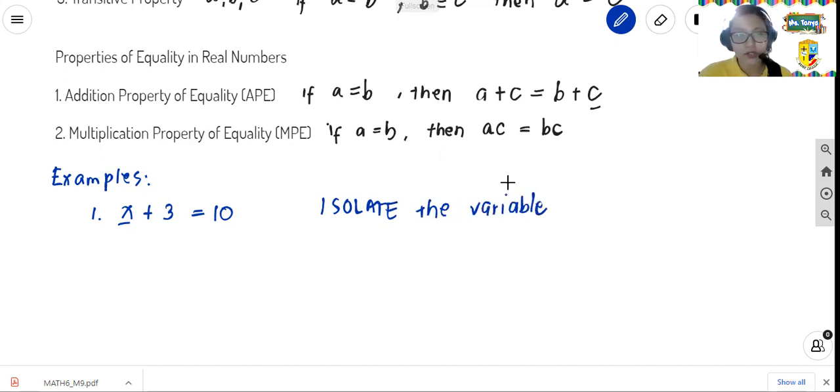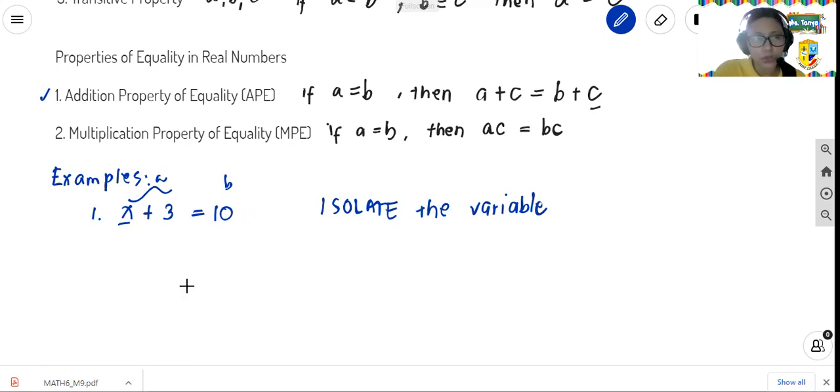So how do we isolate? I have here x plus 3 equals 10. According to this equation, x plus 3 is equal to 10. So I would apply the addition property of equality, because it says that if this one is my A and this one is my B, then A is equal to B. And if I add another real number on both sides of the equation, it will still yield an equality.